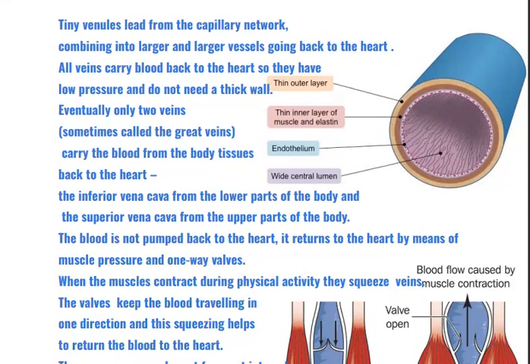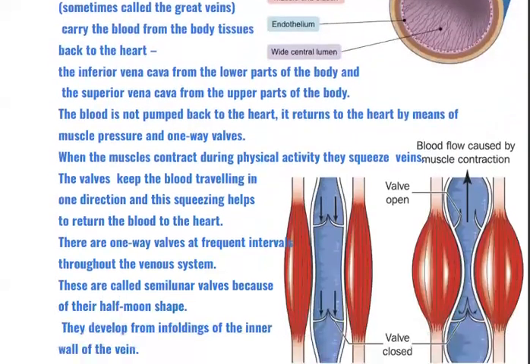All veins carry blood back to the heart, so they have low pressure and do not need a thick wall. Eventually only two veins, sometimes called the great veins, carry the blood from the body tissues back to the heart: the inferior vena cava from the lower parts of the body, and the superior vena cava from the upper parts of the body. The blood is not pumped back to the heart. It returns to the heart by means of muscle pressure and one-way valves.